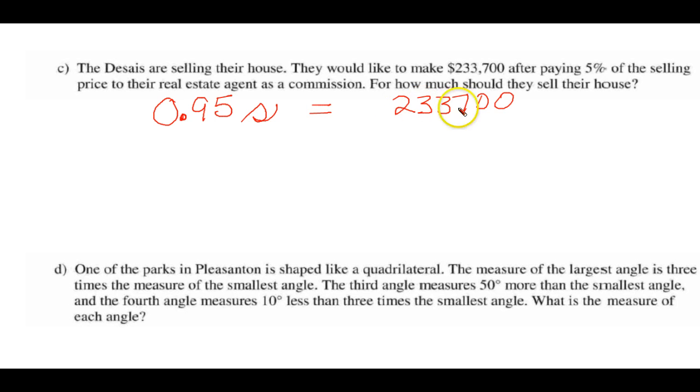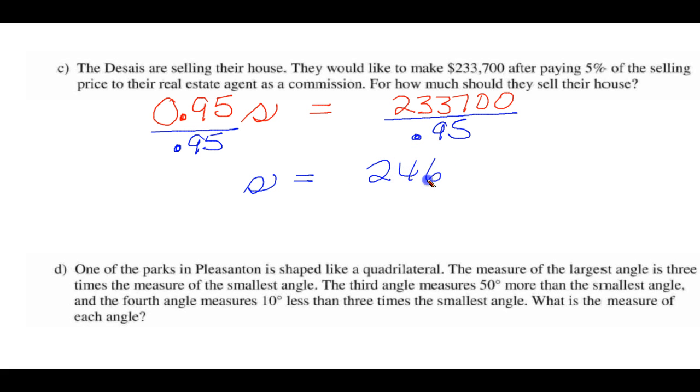So how do you figure this out? Well, there's your equation. We're just going to divide both sides by 0.95. Divide this side by 0.95. And you get the selling price originally of the house as $246,000.